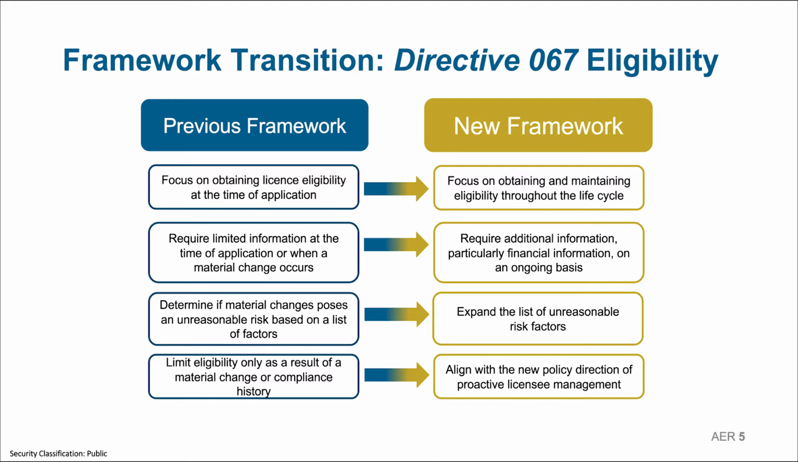The expanded list of unreasonable risk factors that the AER may consider is outlined in Section 4.5 of Directive 67. The updated requirements in the directive allow the AER to limit eligibility when the licensee poses unreasonable risk, regardless of whether a material change has occurred. This is a more proactive approach in alignment with the policy direction.